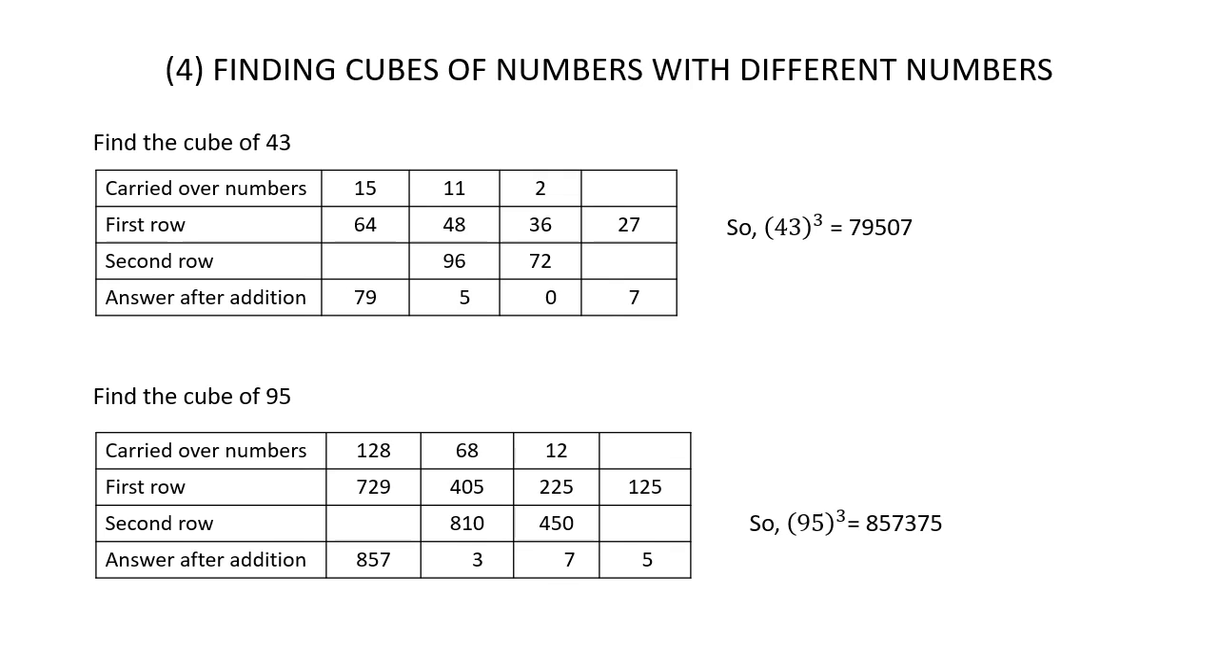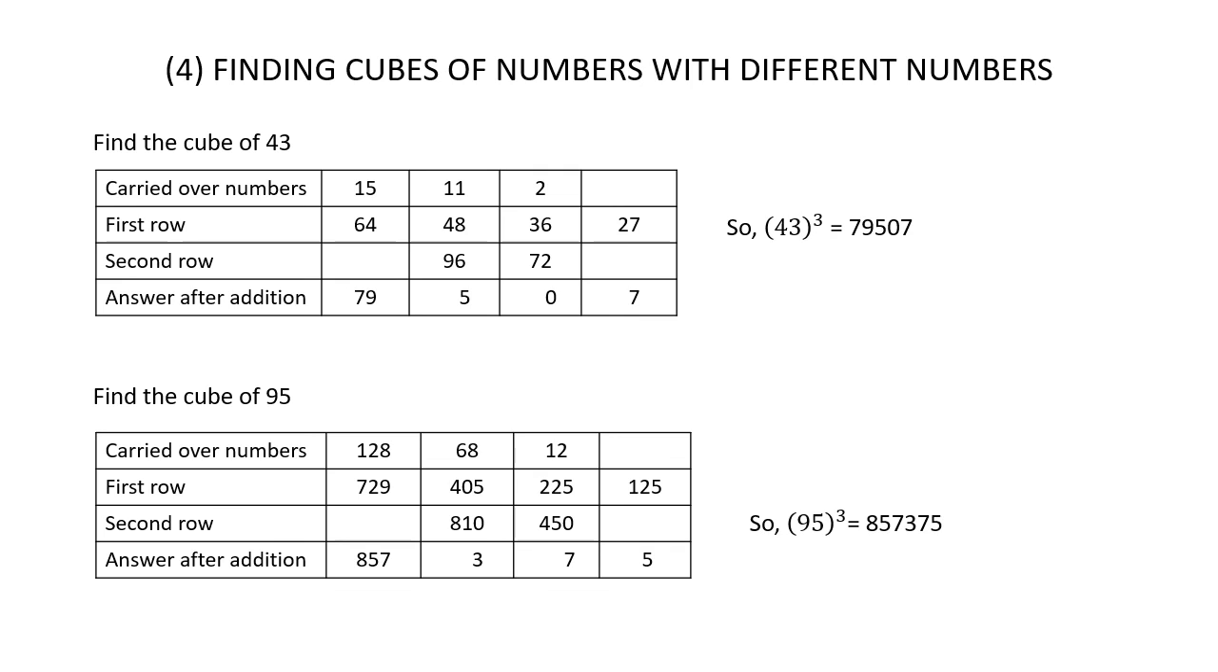Let's look at another example. Find the cube of 95. The number 95 has two different digits, 9 and 5. 9 cubed is 729. Write 729 in the first column. 5 cubed is 125. Write 125 in the last column, that is the fourth column. 9 squared multiplied with 5 is 405. Write 405 in the second column. 5 squared multiplied with 9 is 225. Write 225 in the third column.